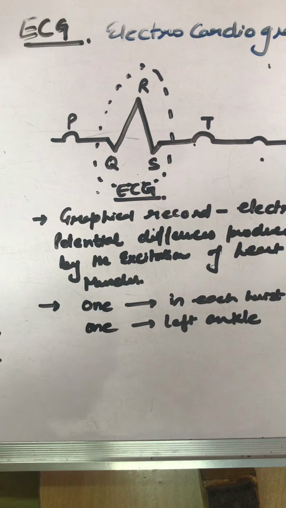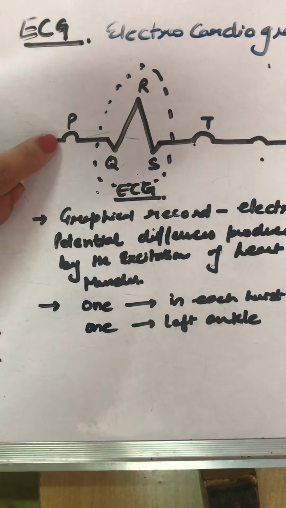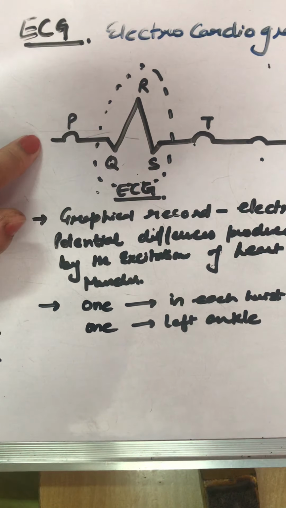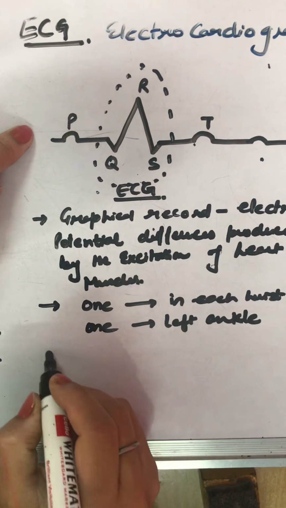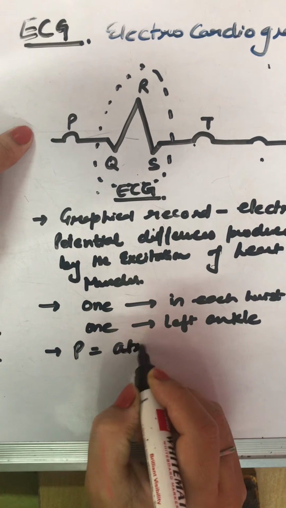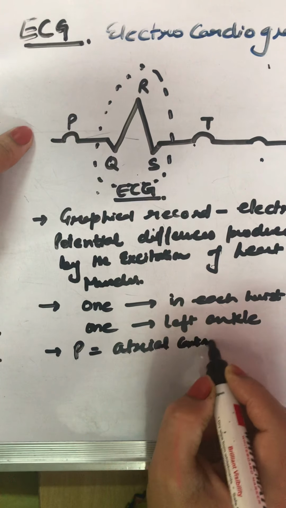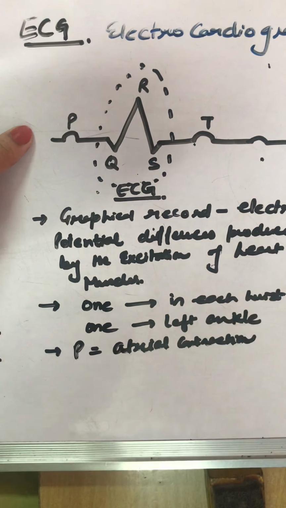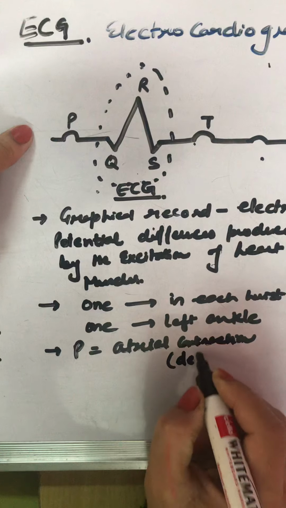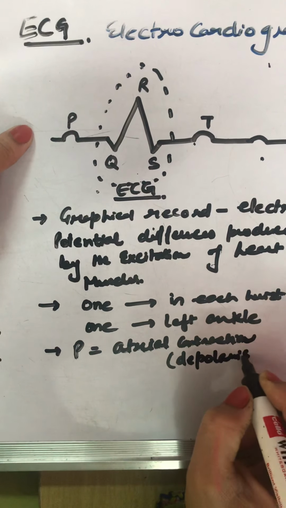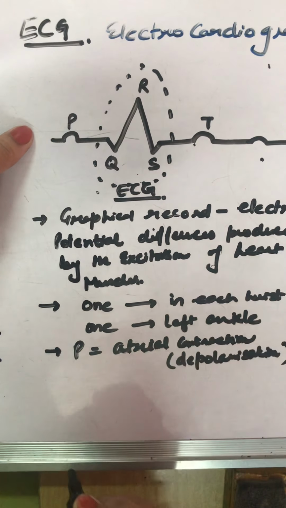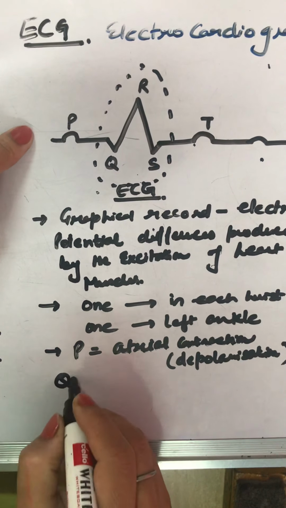P is the systole. What is systole? P is an upward wave, which generally represents the contraction of both the atria. So we say P is atrial contraction, or the other name which is given to it is atrial depolarization.